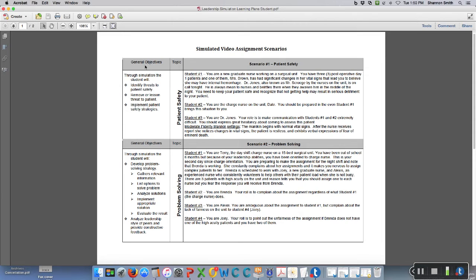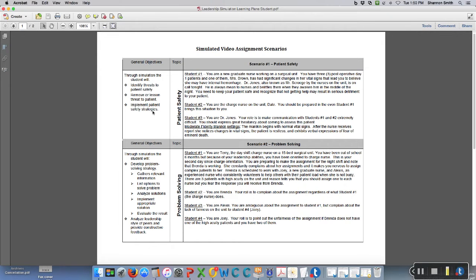Now, if you look over in this little column that says general objectives, there are some clues to what you should do. Your textbook goes into a lot of details, but I also put them here to kind of guide your thought process. So one of the first objectives you see here is to identify threats to patient safety. So can you read the scenario and see that your patient is in danger? The second thing is remove or lessen the threat to the patient. How can you get this patient out of harm's way?